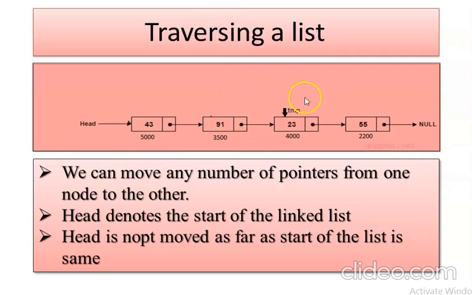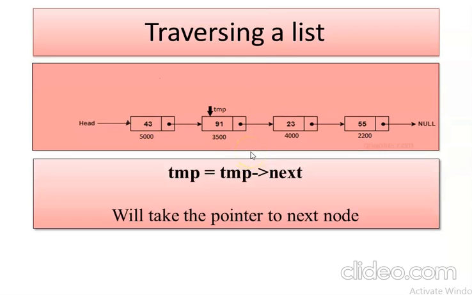The same is repeated here also. We can move any number of pointers from one node to another. If I use A equal to head, B equal to head, C equal to head, then all of these A, B, C will represent this node. We can have any number of node pointers to a node, and we can move those pointers from one node to another by using which statement? A equal to A arrow next, B equal to B arrow next, C equal to C arrow next. Likewise, we can move from one node to another node.